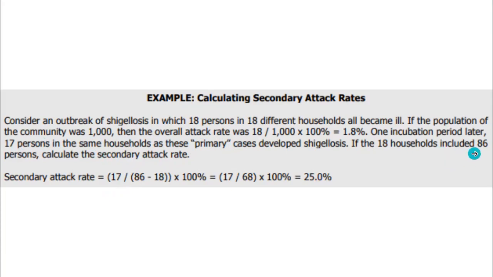We subtract from the total number of the population the number of the people who first got the infection. Okay? So we have 17 divided by 86 minus 18. So you subtract first 86 by 18 and then we multiply it with 100. So 86 minus 18 is 68. So you divide that from 17. We multiply the quotient with 100. We get now 25% secondary attack rate. So very easy, no?